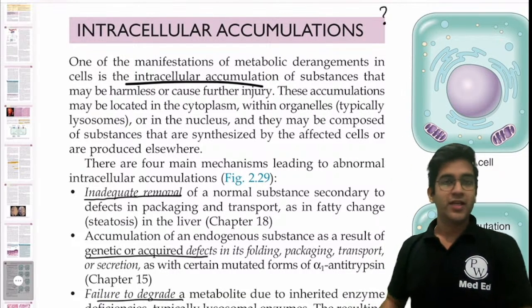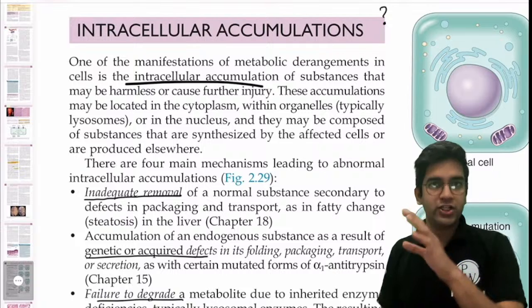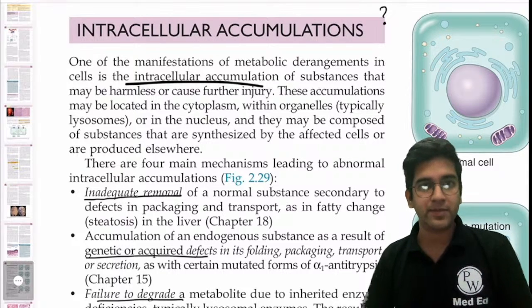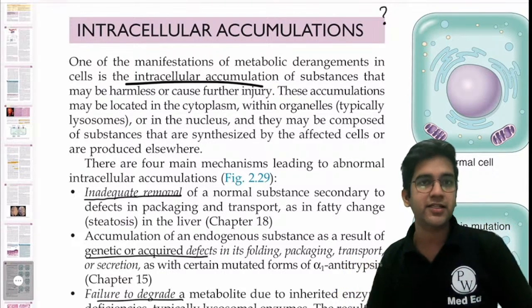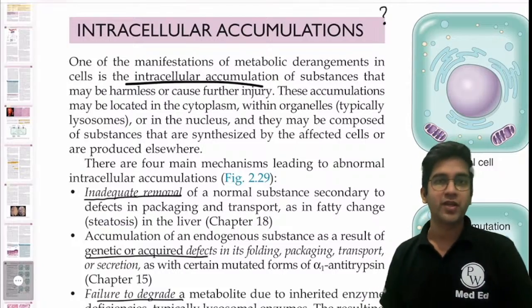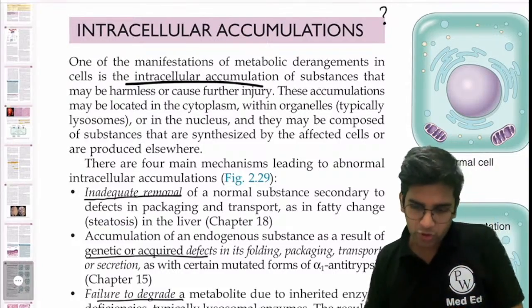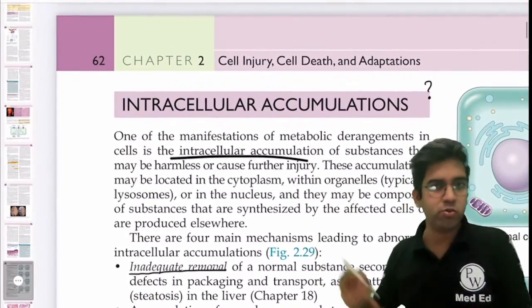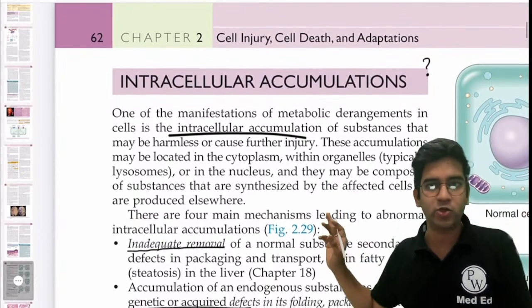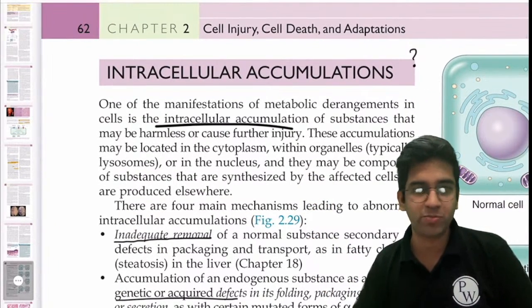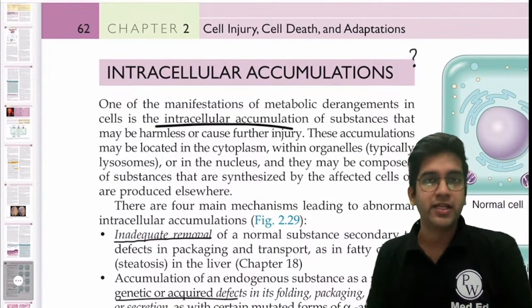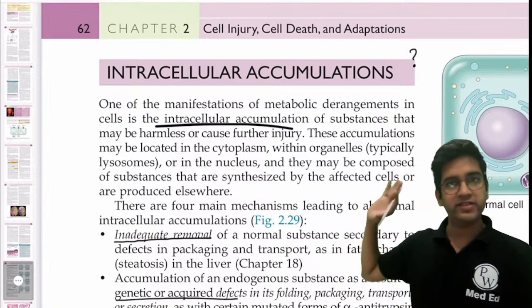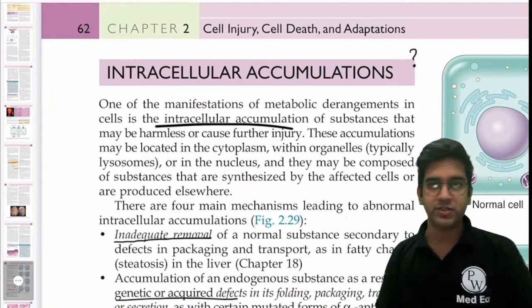So now we are going to go with the second chapter, that's the cell injury and cell adaptation chapter. I wanted to complete the entire intracellular accumulation. I'm not sure about the page number in the book, but here it shows page number 62. I hope it's the same number. What we're going to do is do the same thing. There's a Robbins Pathology book which I just put here.